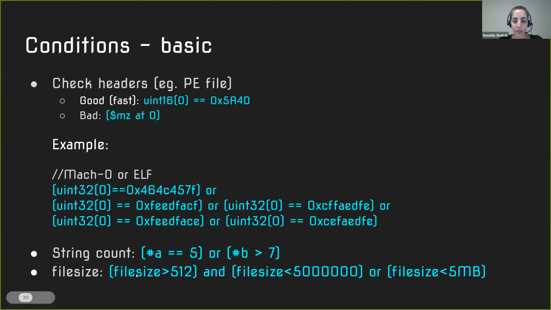Also with the file size, you can use the actual number of bytes, like file size greater than 512, and file size less than something, or you can actually say file size less than 5 megabytes, gigabytes, megabytes, whatever you want to use. These are all defined in the YARA engine.